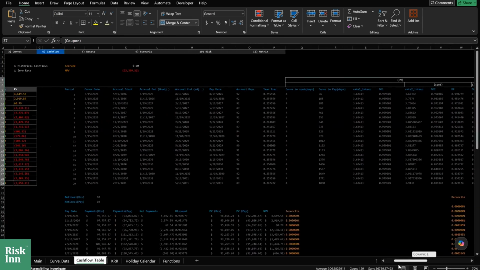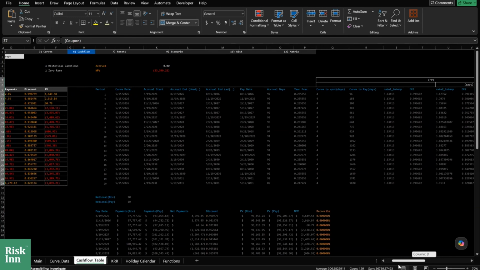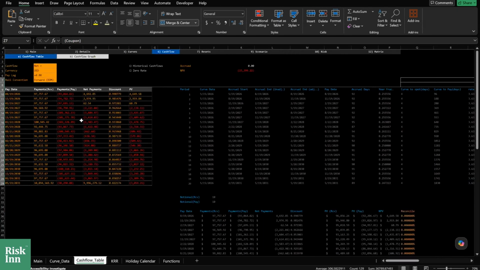The other important calculation is present value. You got the coupon payment. These are the payments. Now I need to discount them. What discounting factor should I use? Is it based on accrual start or accrual end or something else? It is based on pay date. Pay date can be, let's say, 1 or 2 days after the accrual ends, depending on the payment lag.